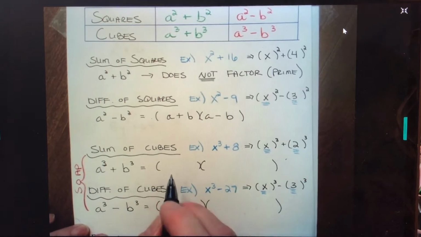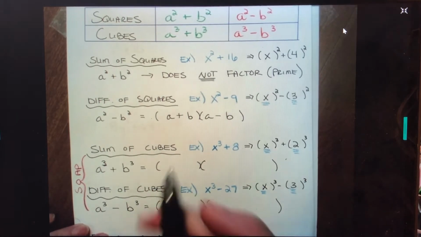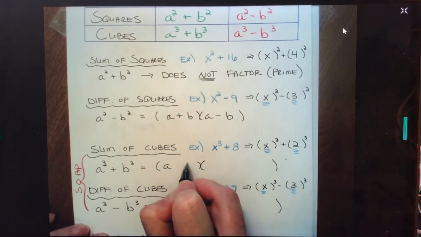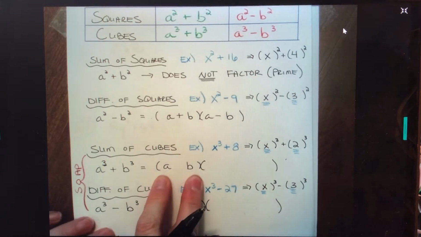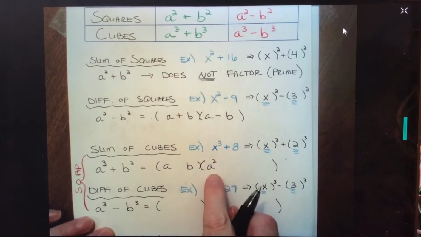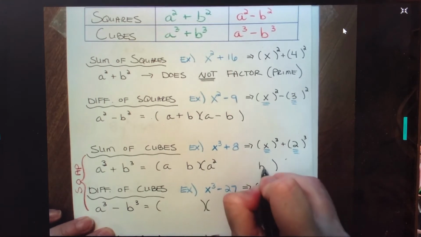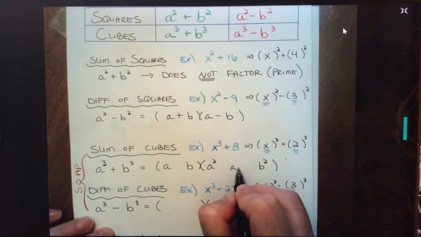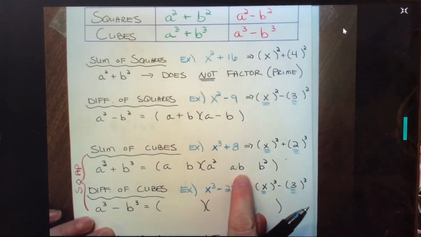Okay, so this is going to be the pattern you're going to use to factor these. In this binomial, we're going to put the a and the b. In the trinomial, we're going to put an a squared at the beginning, we're going to put a b squared at the end, and we're going to put an a times b, or just ab, in the middle.